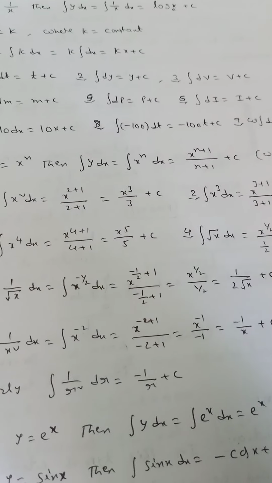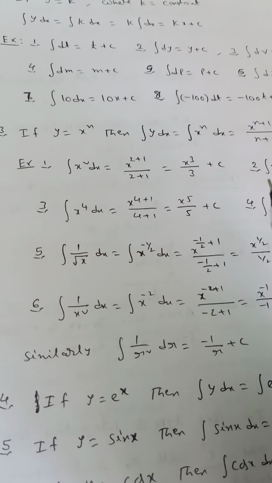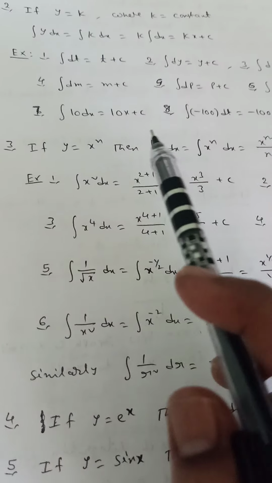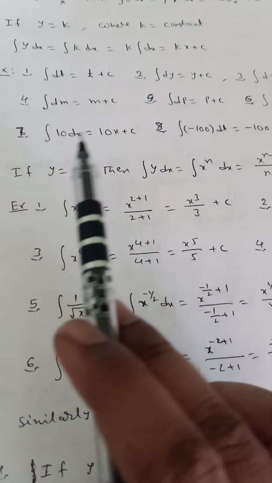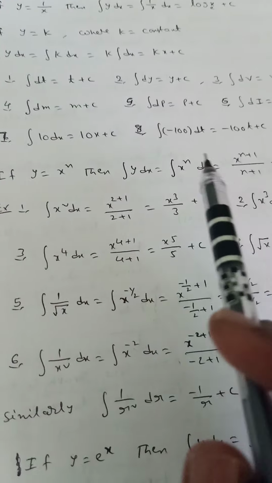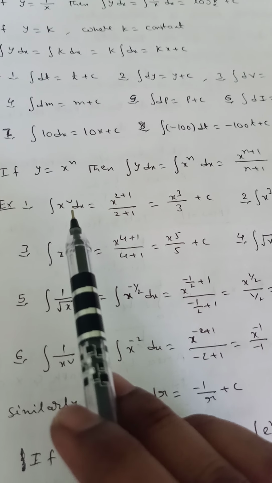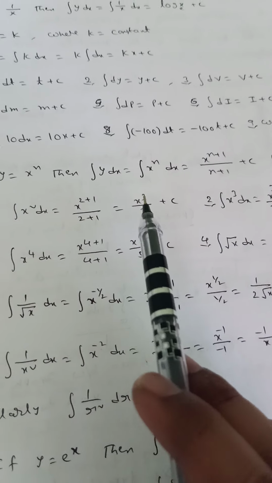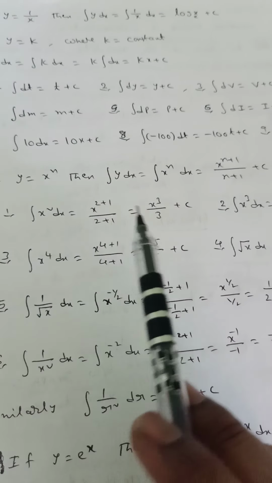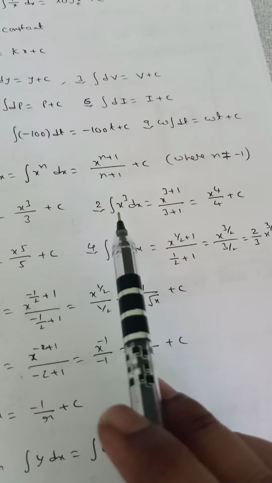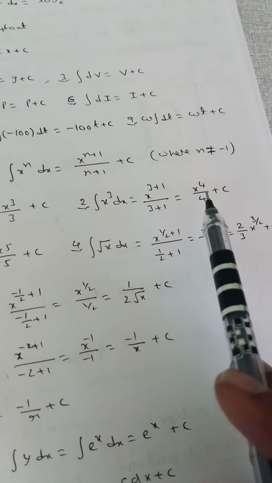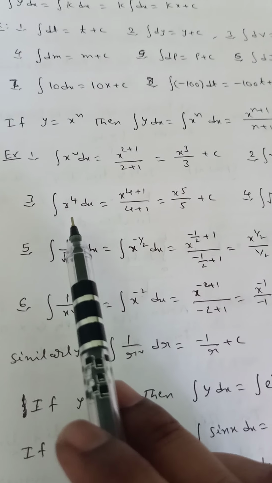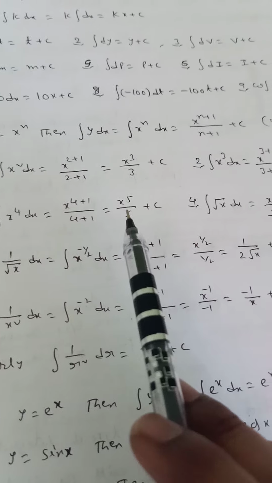That means n is not equal to minus 1. Some examples, these are the algebraic functions of integration. Integral x square dx, x power 2 plus 1 by 2 plus 1, x cube by 3. X square integration, x cube by 3. X cube integration, x power 4 by 4.